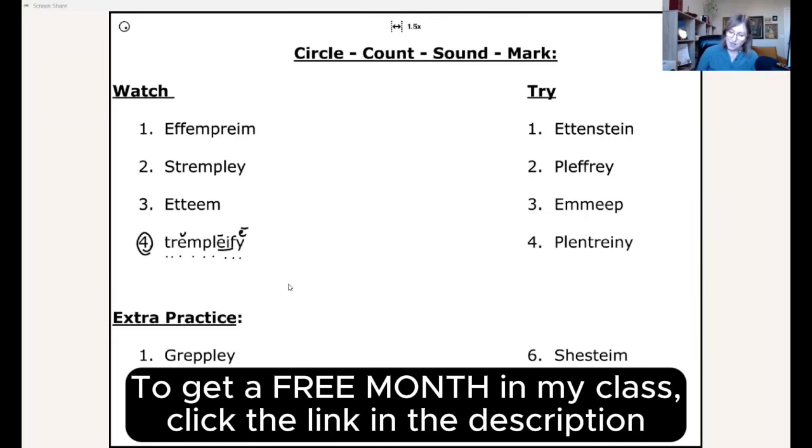Okay? So successive blending, we have t, tur, tre, trem, tremp, tremple, tremply, trempleef, trempleefy, trempleefy. How did you do? Y or A? Yes or almost on trempleefy?